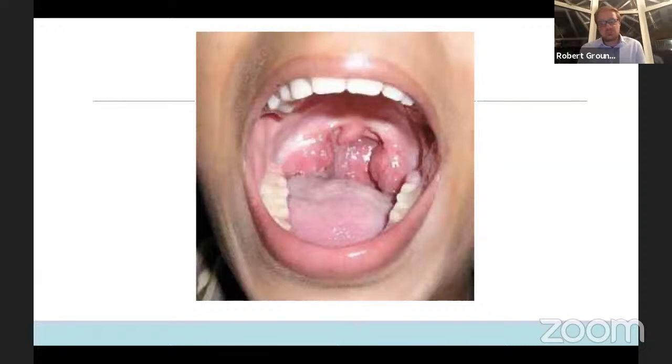I think it's slightly different if one tonsil is the size of America and the other tonsil's tiny. Then you need to be thinking about whether or not there could be something nasty lurking underneath there.